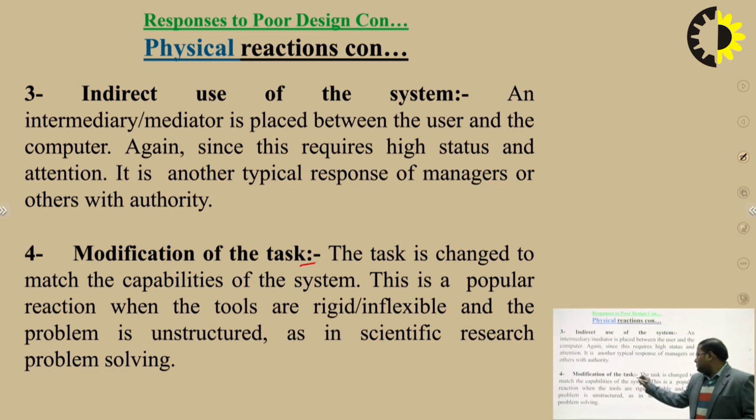Modification of the task. The task is changed to match the capability of the system. This is a popular reaction when the tools are inflexible and the problem is unstructured, as in scientific research problem solving. So the task will be modified. It is due to poor design of the system. We have to perform some important task, but we perform another task in place of that important task, and it is only due to the response to poor design.